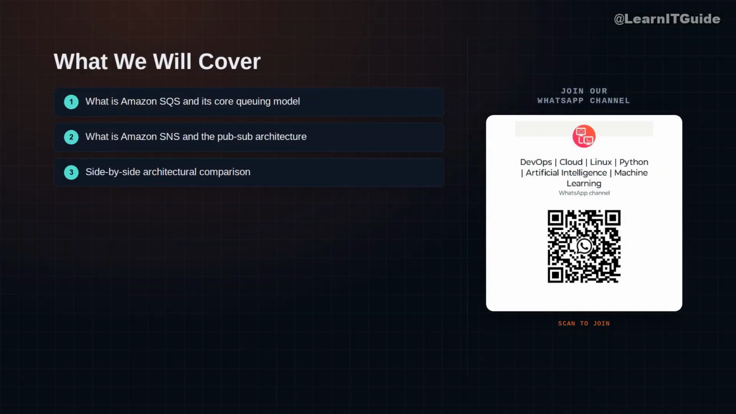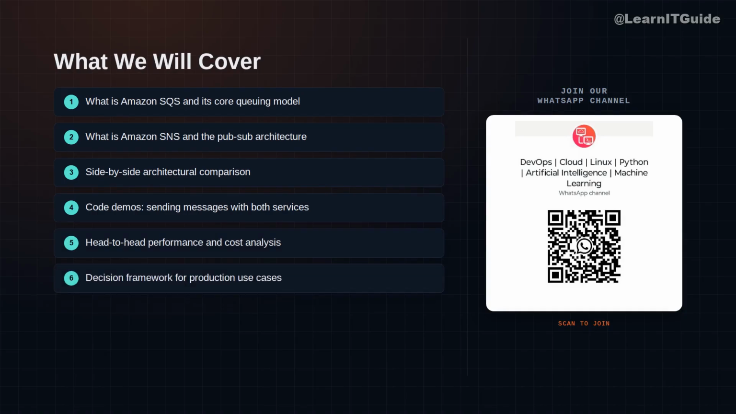Specifically, we will cover the core mechanics of SQS queues versus SNS topics, compare their architectures, run through actual code examples for both, and finish with a decision framework for your next deployment. Watch all the way through without skipping any content to understand it better.